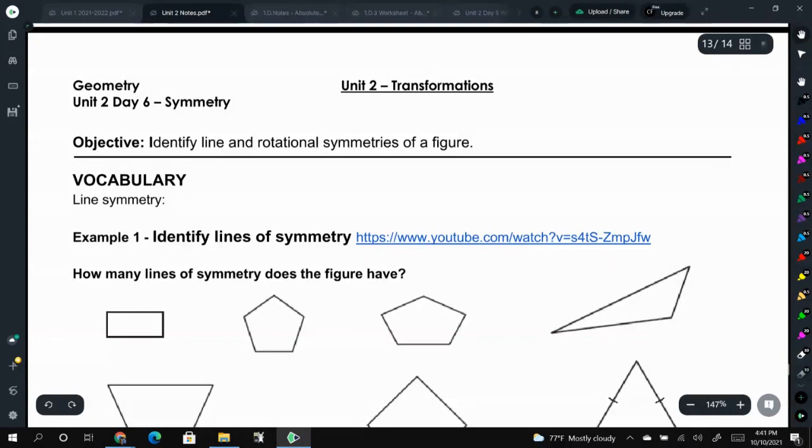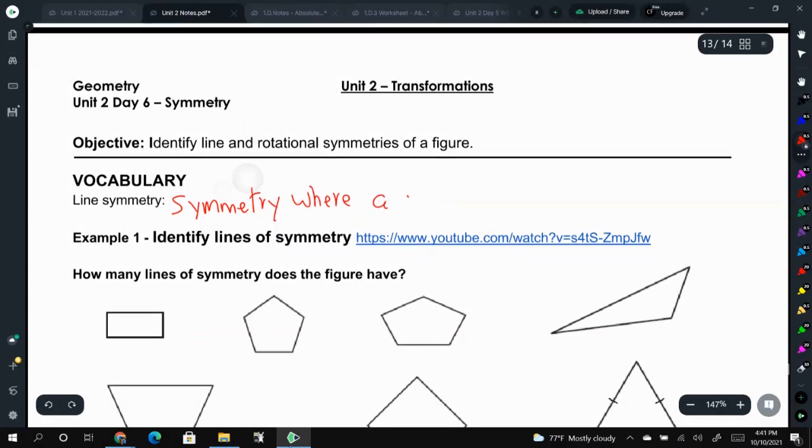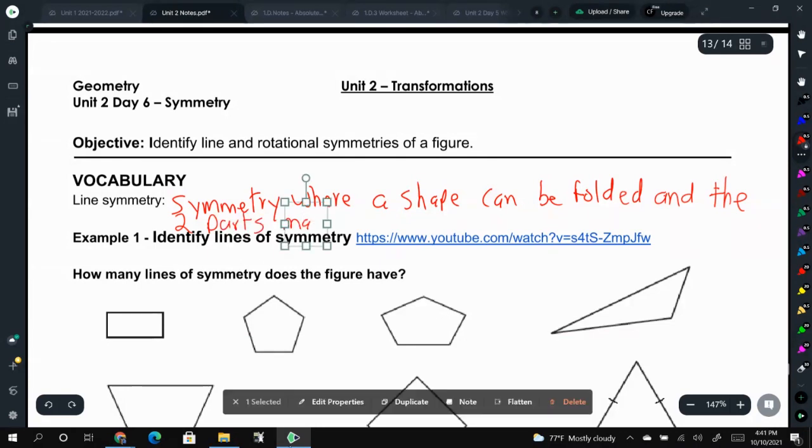symmetry where a line, let's say a shape, can be folded in the two parts match or meet up. Let's say meet up.